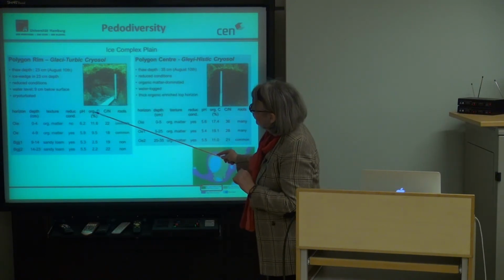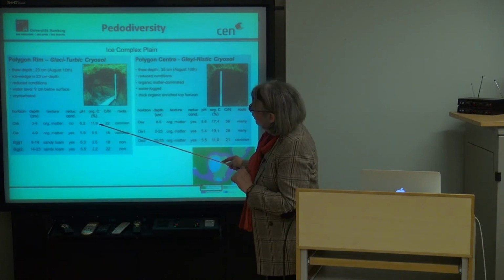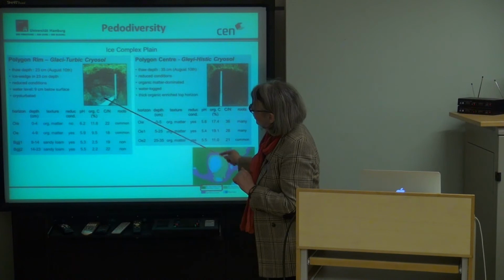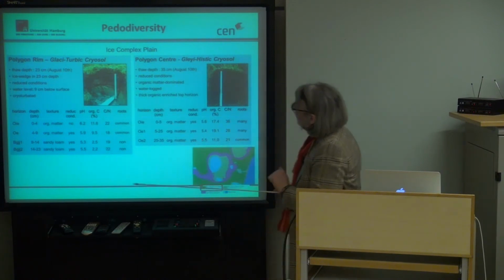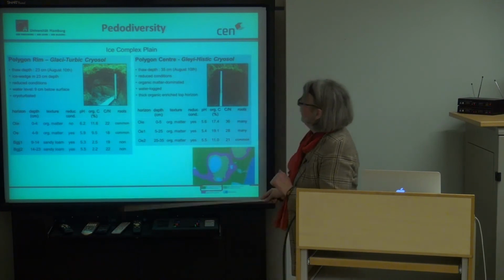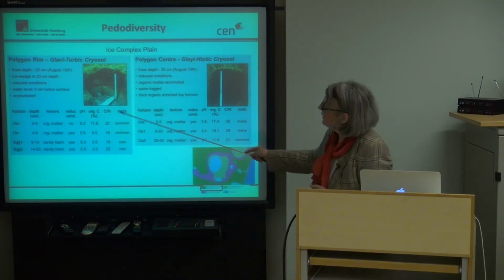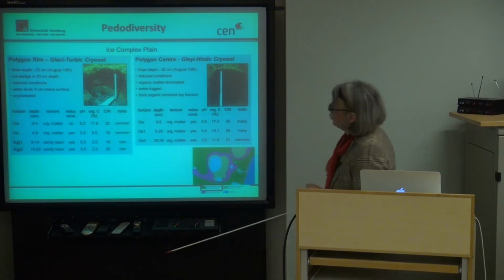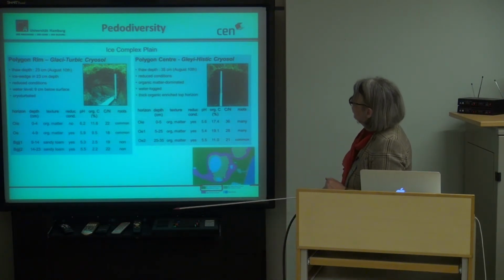And concerning the carbon content, you see the high carbon in the upper part going down in the mineral part, but at least we dug only 33 centimeters, and later on we drilled on the same sites and got the information up to 2 meters. But I will talk about this later.